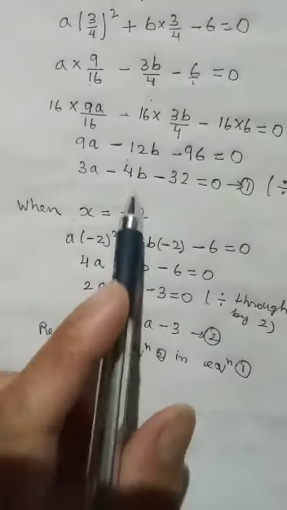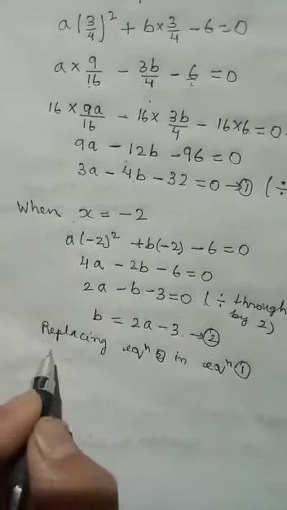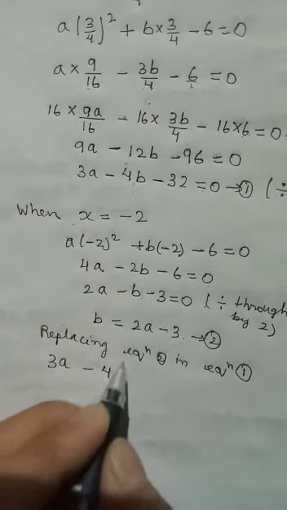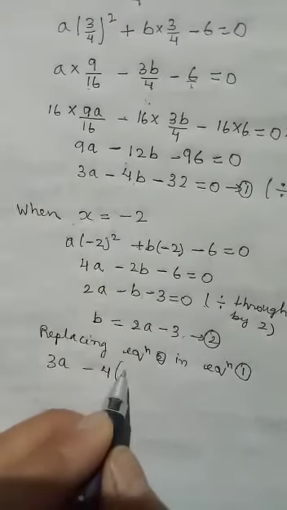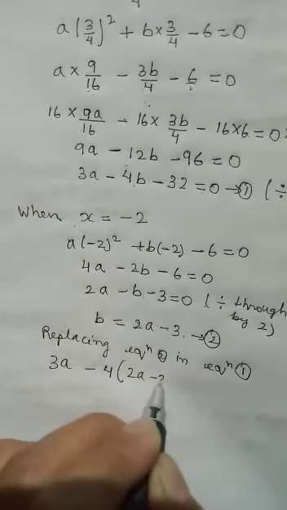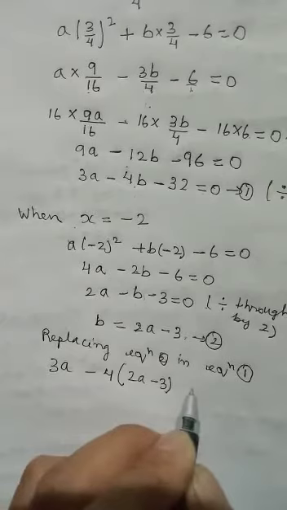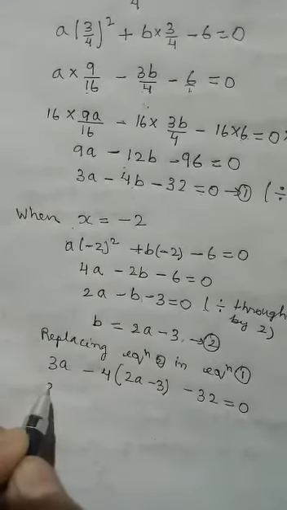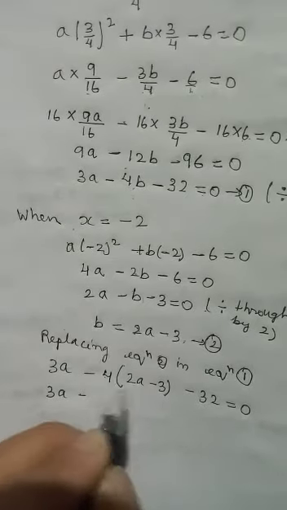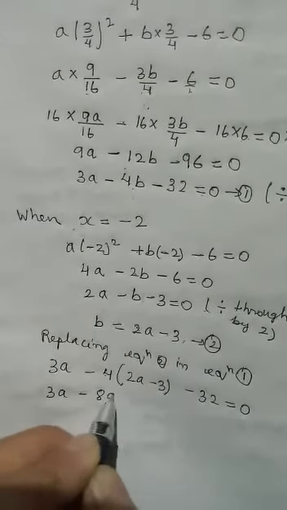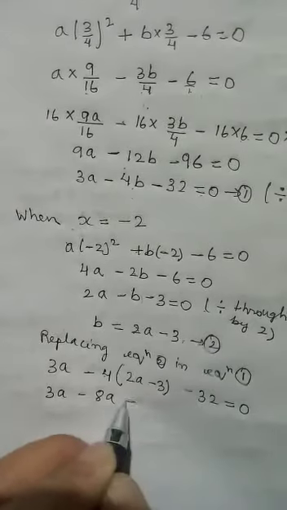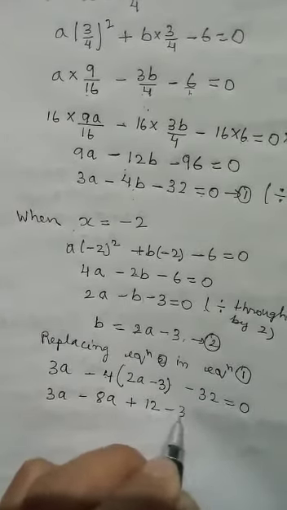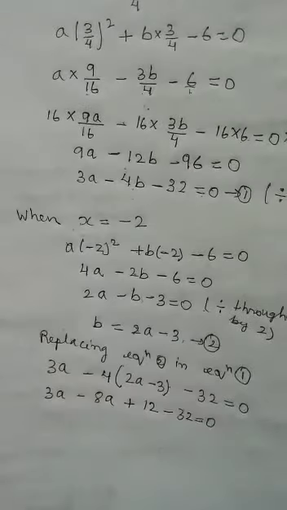So this one we are going to take it there. 3a, let it remain 3a minus 4. Now in place of b we can use this one. 2a minus 3 whole minus 32 equal 0. 3a minus 4 into 2, 8, minus 2 minus plus 4 into 3, 12 minus 32 equal 0.